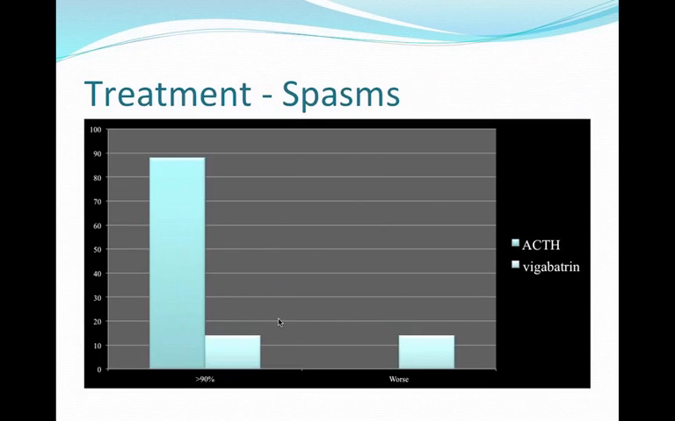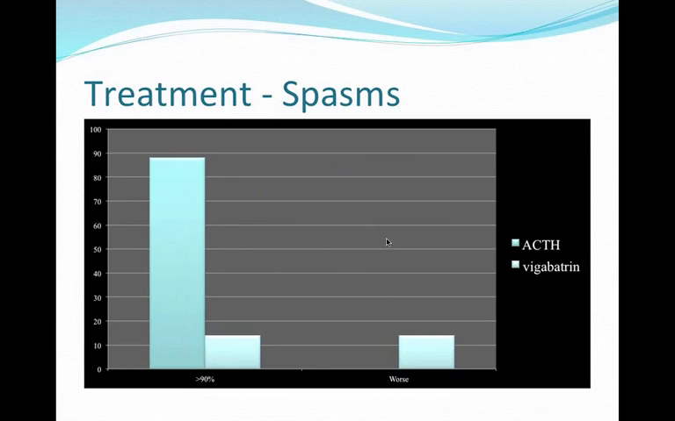But looking at the study, this may be kind of confusing. This column over here is those that had 90% or more improvement in spasms, and this really tall line here is the ACTH, and this is the vigabatrin group. This group over here where it says worse is the ones that got worse with the medicines, and so there's actually no line for the ACTH, and then a little bit with vigabatrin. So it was really striking how much more effective the ACTH was than the vigabatrin.